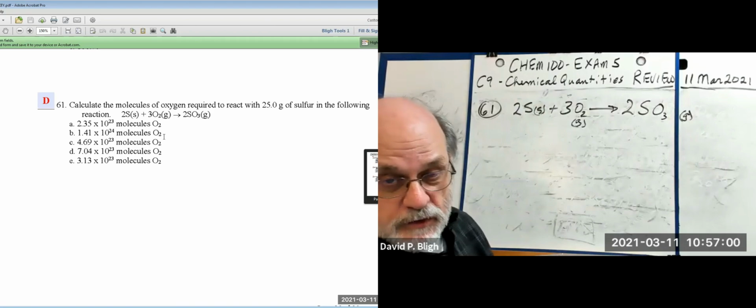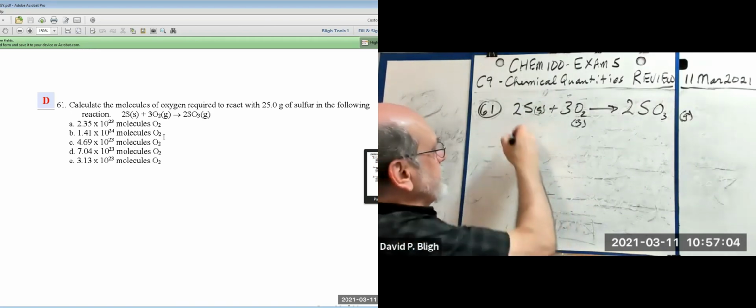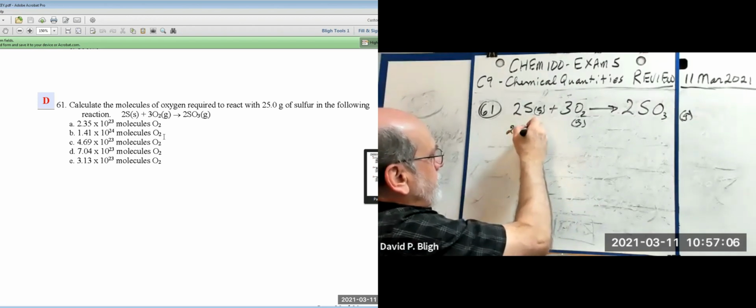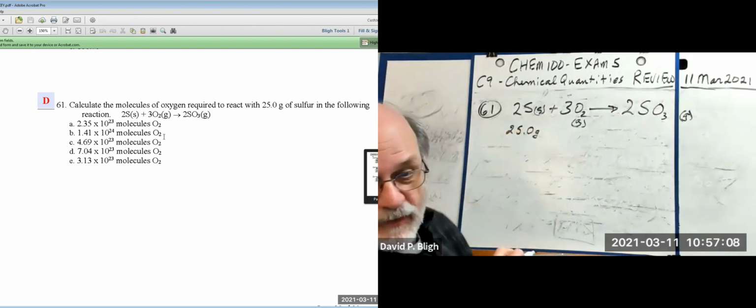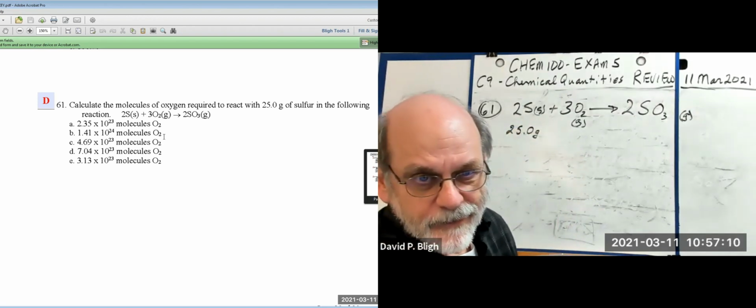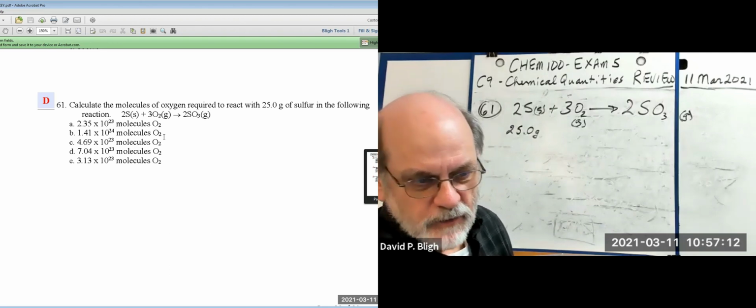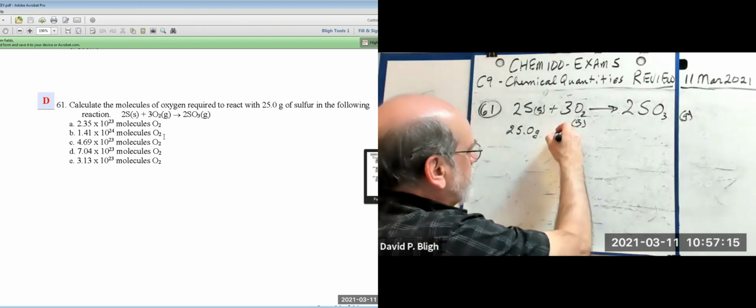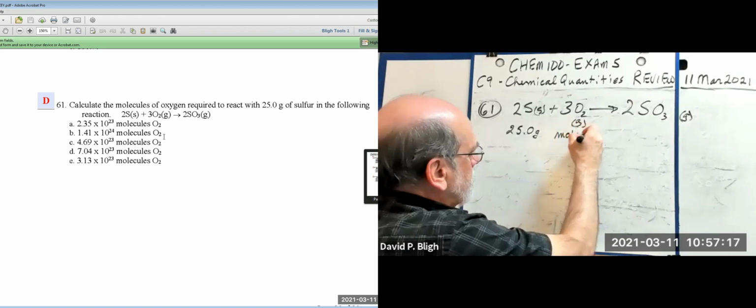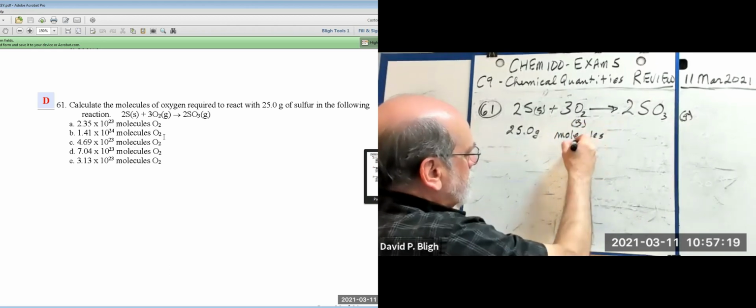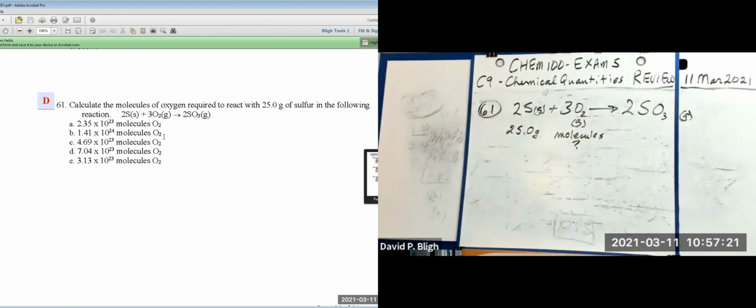And we need 25 grams of sulfur is given. And the question is, molecules of oxygen required. So how many moles of sulfur are there?